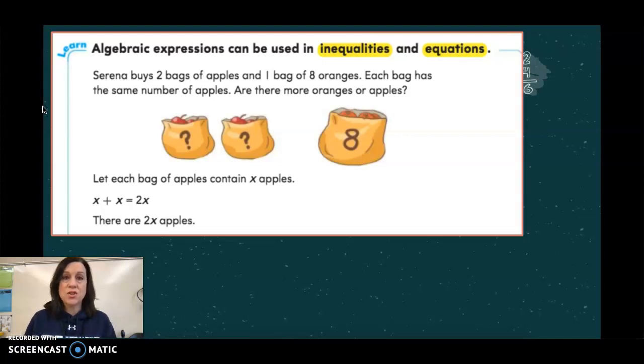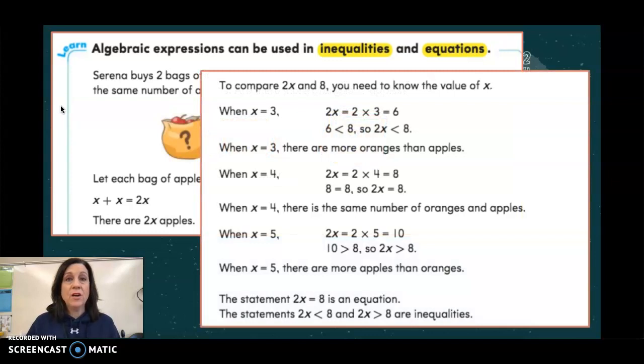Serena buys 2 bags of apples and 1 bag of 8 oranges. Each bag has the same number of apples. Are there more oranges or apples? So let's let each bag of apples contain x apples because we don't know, right? So there are 2x apples. To compare 2x and 8, you need to know the value of x. So let's say when the value of x is 3, you've got 2x equals 2 times 3, which equals 6.